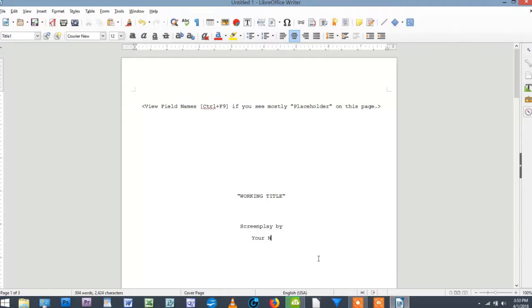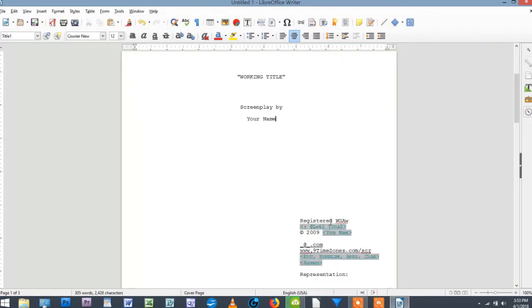Near the bottom of the page is the credit block. Copyright is indicated by the circled C symbol and the year, followed by the name of the author. Then the author's address, phone number, followed by the contact information for the agent or manager if you have one. And if you do have one, why are you trying to make a movie for pocket change? The font you use is Courier 12 point, nothing else.